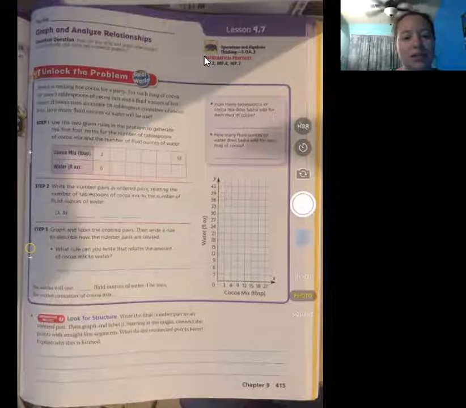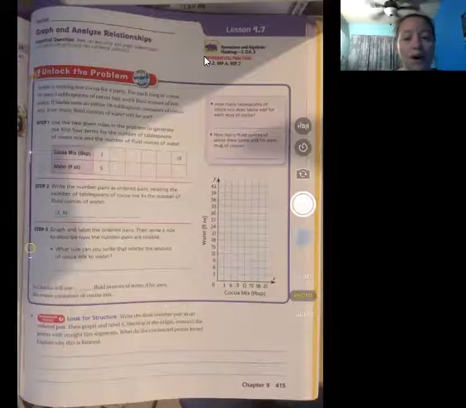Unlock the problem. Sasha is making hot cocoa for a party. For each mug of cocoa, he uses 3 tablespoons of cocoa mix and 6 fluid ounces of hot water. If Sasha uses an entire 18 tablespoon container of cocoa mix, how many fluid ounces of water will he use?